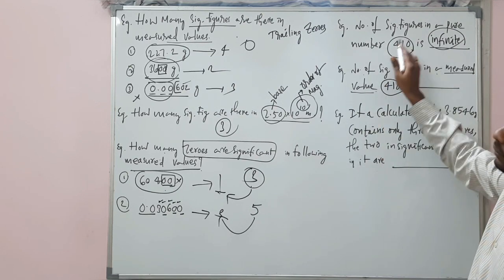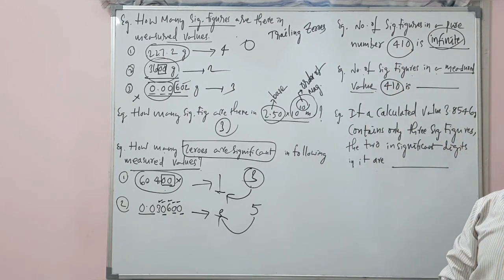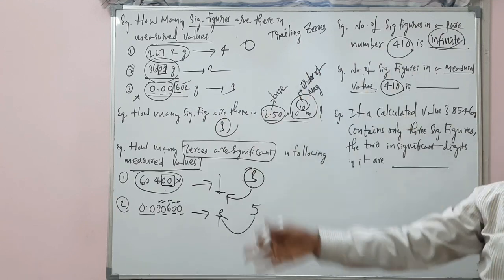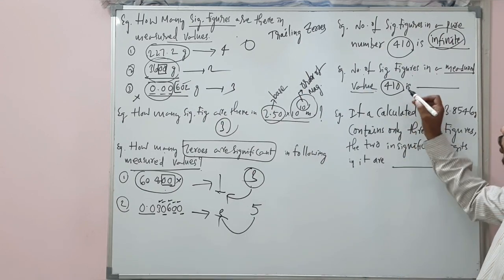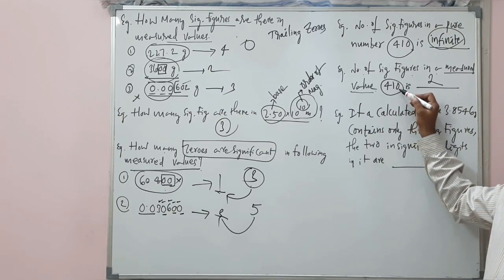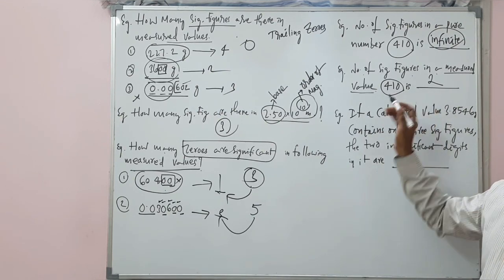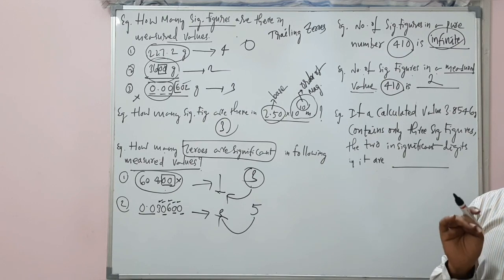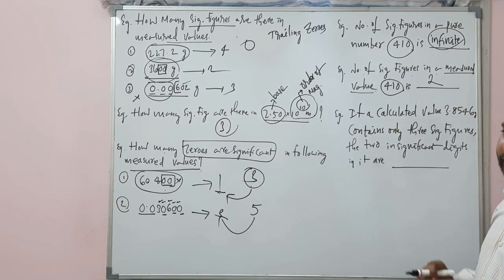As it is a pure number, it will not have a limited count of significant figures; it will have an infinite number of significant figures. So here, how many? Two significant figures, because the zero is a trailing zero, but the number does not have a decimal point. All right. Now, look at it.